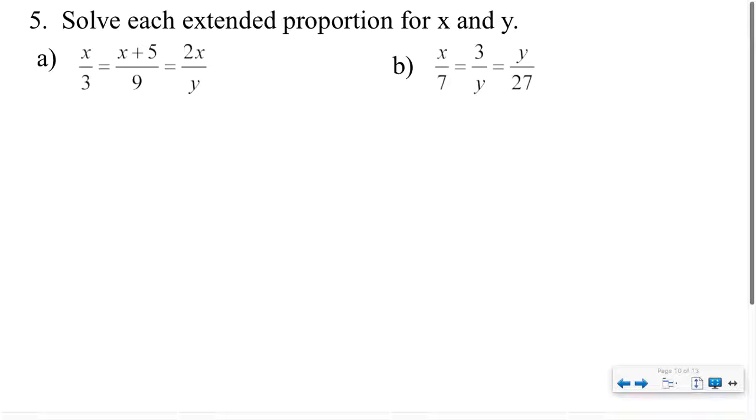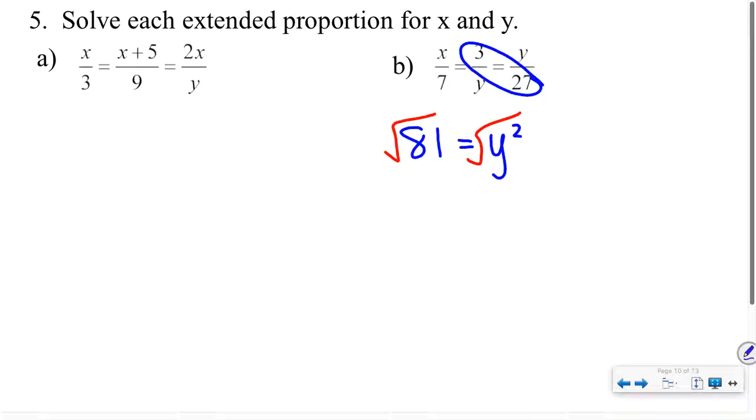To start this one, which two ratios should I multiply together? The last two, because they both have y's in it. Good. So we cross multiply. 3 times 27 is 81. Lucas, y times y is y squared. Good. Not 2y, y squared. How do I undo a square? Square root. So we take the square root of both sides. Square root of 81 is 9. Square root of y squared is y.